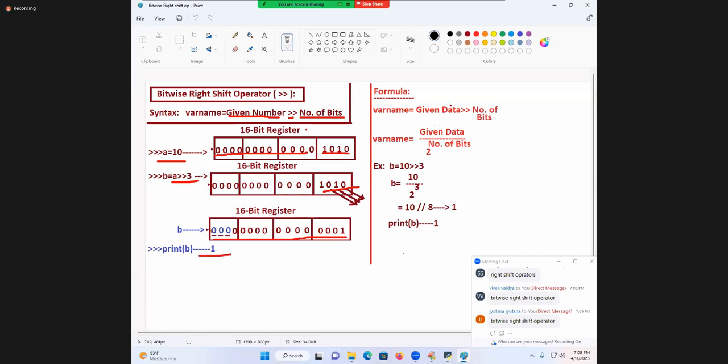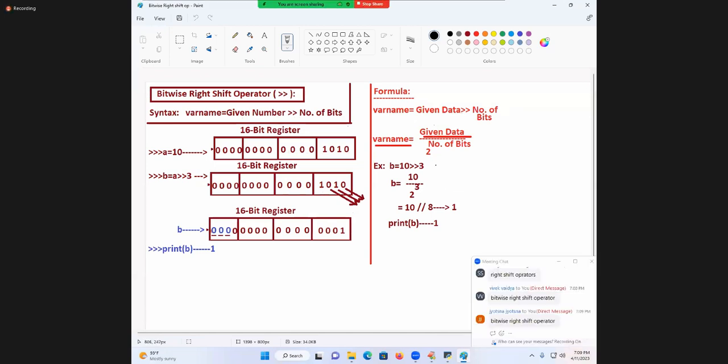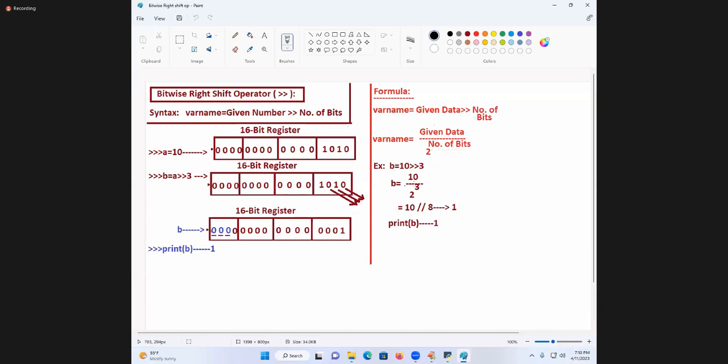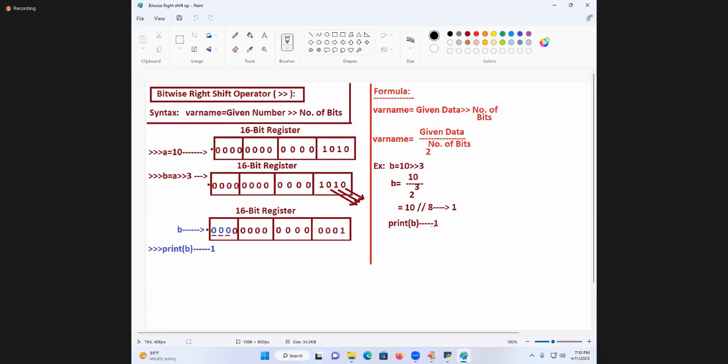Result is 1. Formula: variable name is equal to given number divided by 2 to the power of number of bits. For example, B is equal to 10 double greater than 3. What is the answer now? B is 10 by 2 cube. 10 by 2 cube is called what? Use double slash. 1 is the answer. I hope you understand this.